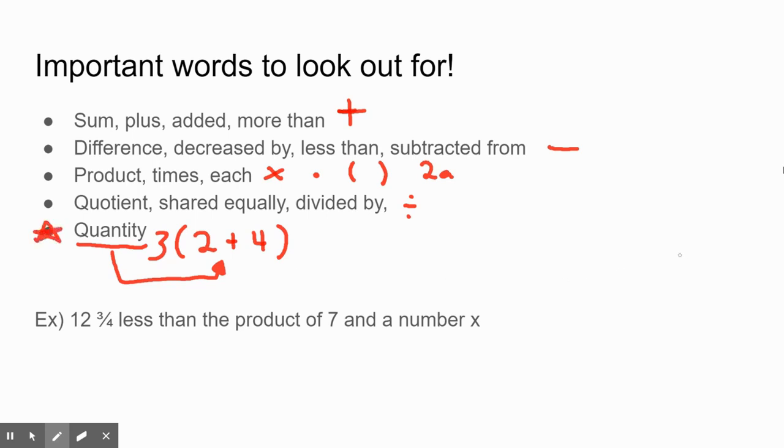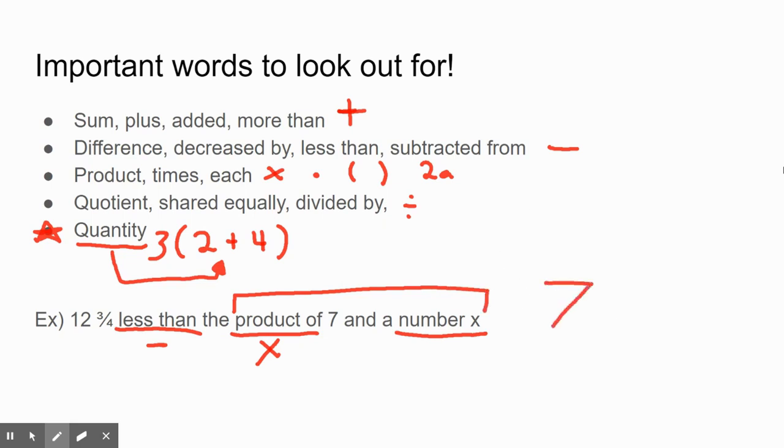So let's look at an example. In this word sentence, we have 12 3/4 less than the product of 7 and a number x. So first off, we know what our variable is going to be. It's going to be x. We also know that we have a product, which means we're going to be doing some multiplication. And we have less than, so we know we're going to have some subtraction. So first off, we know that this is going to be less than the product of 7 and a number x. So we should really start with that.